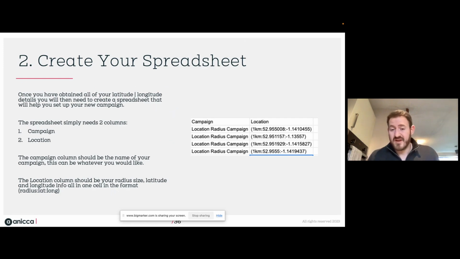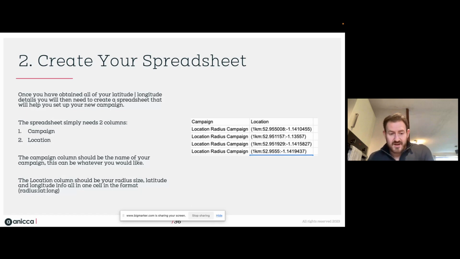This can be whatever you like the name of the campaign to be in Google Ads. So in this example, I've just put location radius campaign, but you might want to be a little bit more specific with that. If it's a display ad campaign, you might want to mention that in the campaign name. If you're targeting a particular set of Nottingham-based locations or radiuses, you might want to put that it's a Nottingham campaign, whatever you'd like that to be.